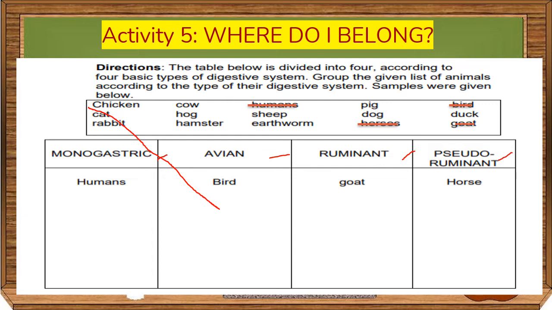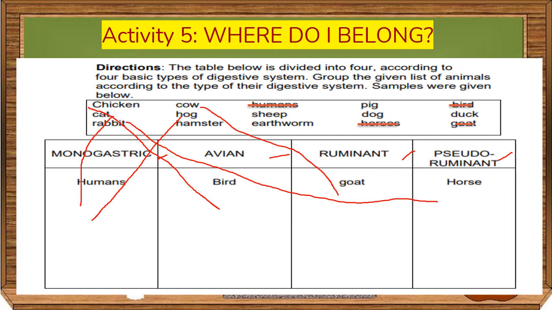Okay. Then how about cat? The cat, that is monogastric. And how about rabbit? A rabbit is under pseudo-ruminant. Okay? They don't have a compartment in their stomach. And cow? The cow is under ruminant. Okay? Next, a hog is under monogastric. How about hamster? The hamster also doesn't have compartments in its stomach, so it's under pseudo-ruminant.